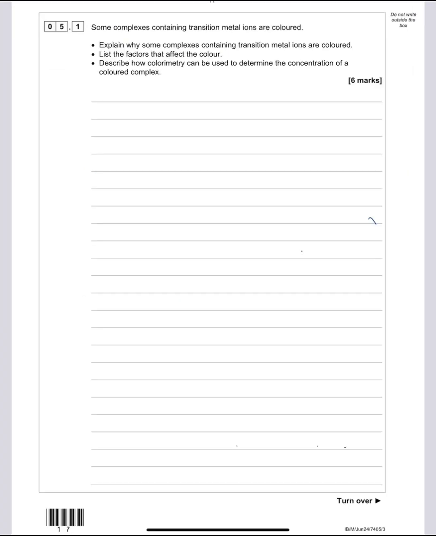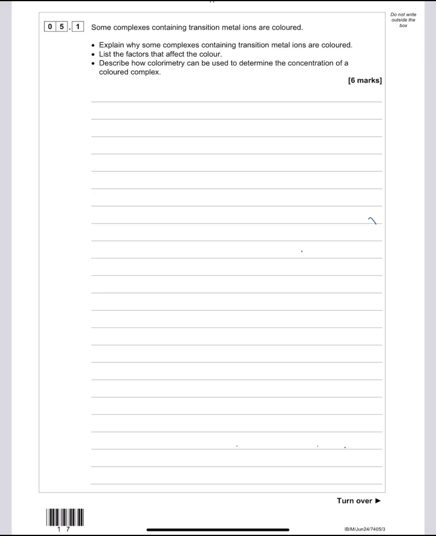This is another question from a 2024 paper, from paper 3, and it's about the colored complexes of the transition metals. It is a 6-mark question where they ask you about complexes containing transition metal ions and why they are colored. In the answer, they want you to cover 3 points.